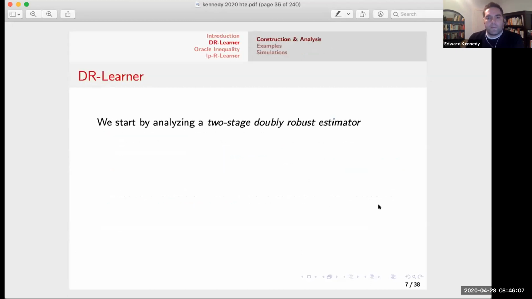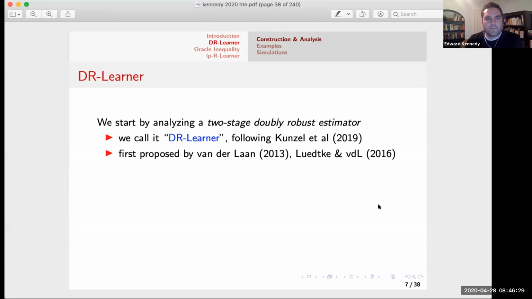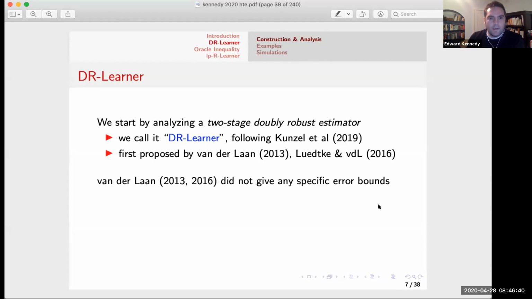All right, so getting started with this first half, we're going to think about a two-stage doubly robust estimator, which I'll describe to you in just a second. I'm going to call it the DR learner. This is following this naming system that's caught on from this Causal paper, where you call estimators letters and then learner. A variant of this approach was actually proposed by Mark van der Laan in 2013 and also described further by Alex Luedtke in 2016. But they didn't give any specific error bounds for the CATE. So that's the extension that comes from this work.